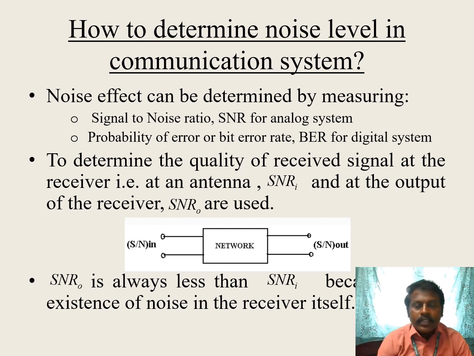So in an analog system we can measure the noise level by SNR, and in a digital system it is the bit error rate. To determine the quality of the received signal at the receiver, that means at an antenna, we use the signal to noise ratio at the input and at the output of the receiver. SNR suffix O represents output, and I represents input. In this way we can measure the quality of the received signal. So S by N in is the input side, S by N out is the output side. SNR out is always less than SNR in because of the existence of noise in the receiver itself.